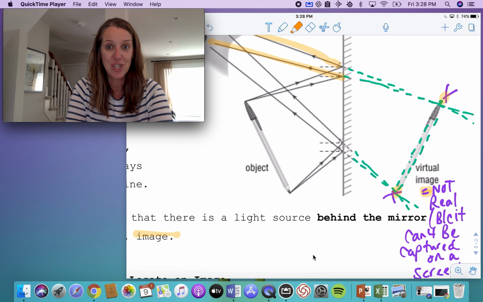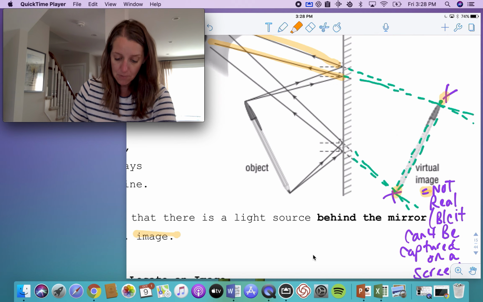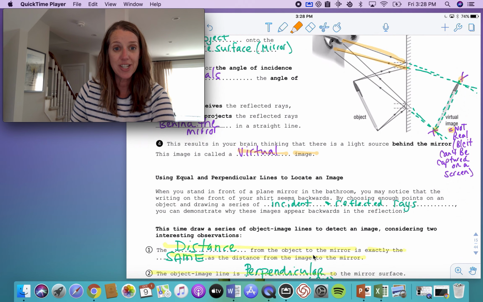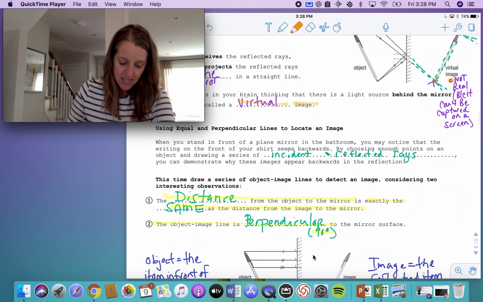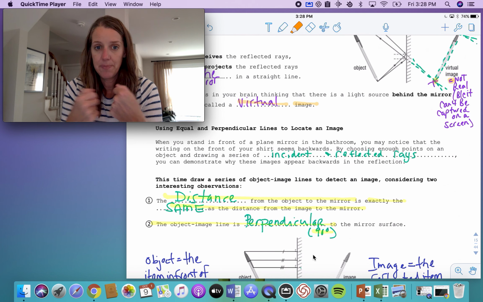If we were in the lab, I could do that because I have some curved mirrors where we can actually capture the image. Okay. All right, so remember, we're still just looking at flat mirrors for today's lesson. Now, let's use equal and perpendicular lines to figure out where that image is behind the mirror, okay?